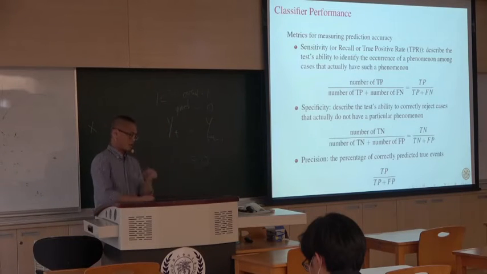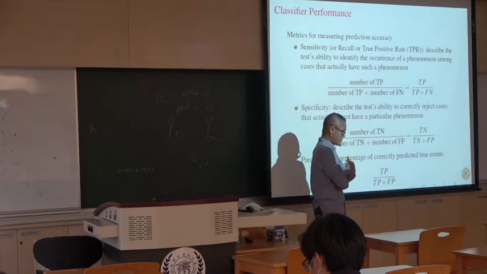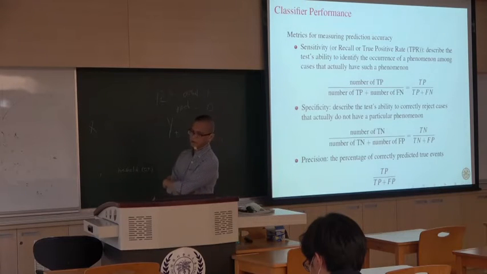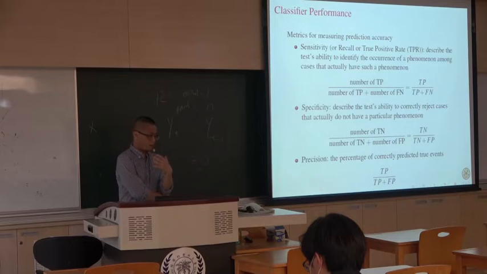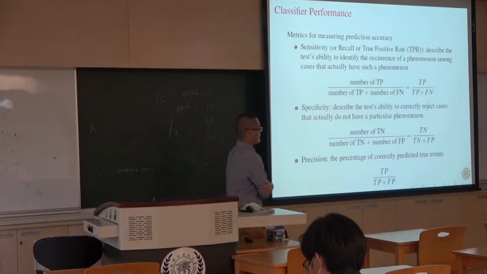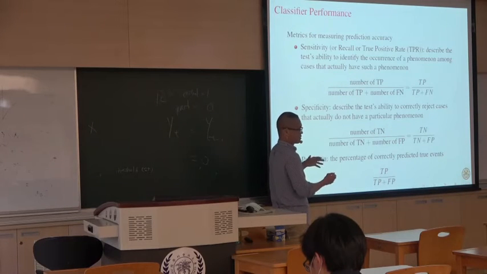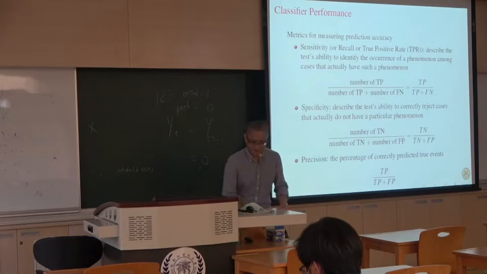If you read all the textbooks, depending on what field you're in, it has a different name. Some people call it recall or true positive rate. It describes the test's ability to identify the occurrence of true phenomena among cases that actually have such a phenomenon. So that is tautological. Cases that have this phenomenon definitely have that phenomenon. If you're being tautological, it doesn't make any sense.